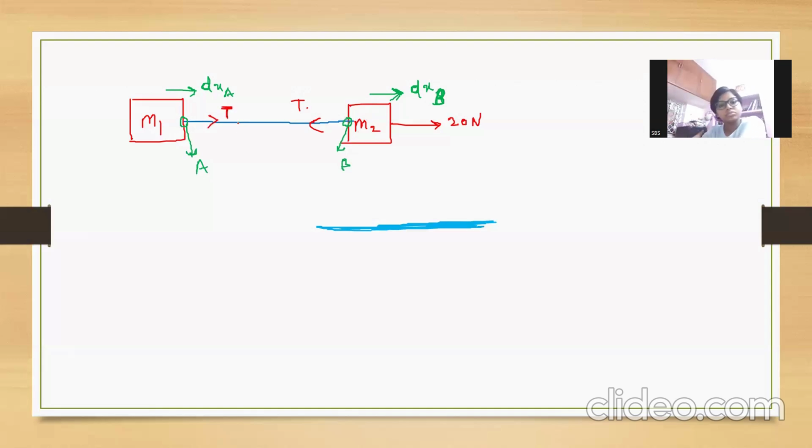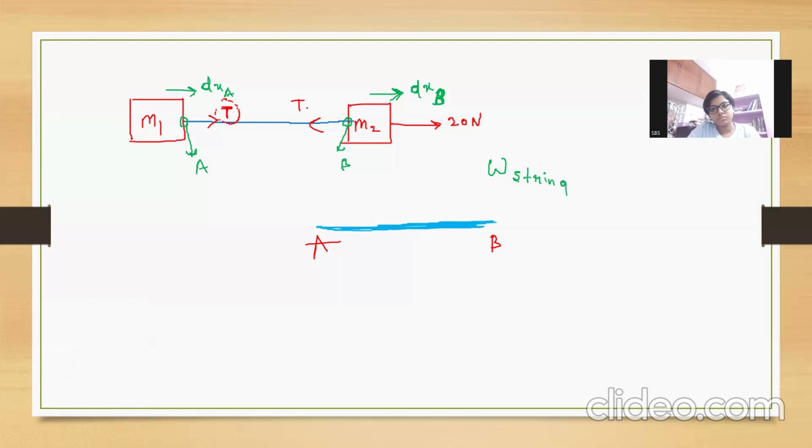Now when this string applies tension on this M1 block, only then does M1 move. M1 is going to move in the right direction because of this tension force. There is no other force responsible for this block M1 to move to the right. Now, if A is displaced by dxa in the right, then M1 will also displace by dxa. Our concept, from the previous lecture we discussed, is the net work done by the string.